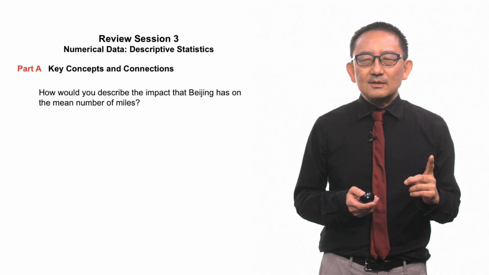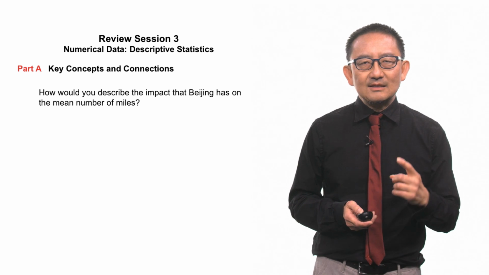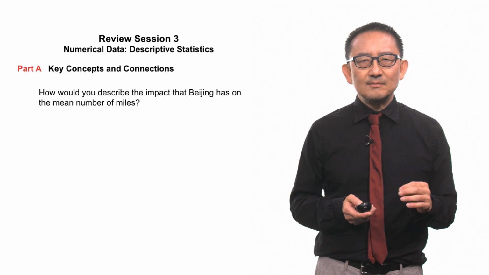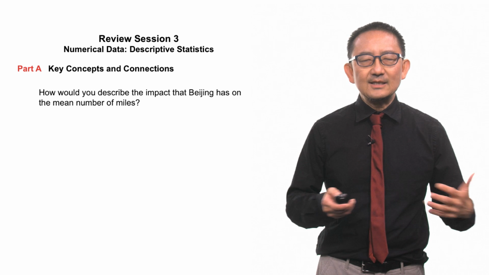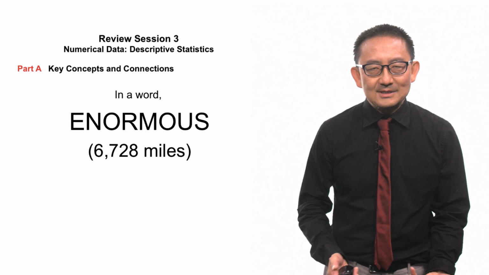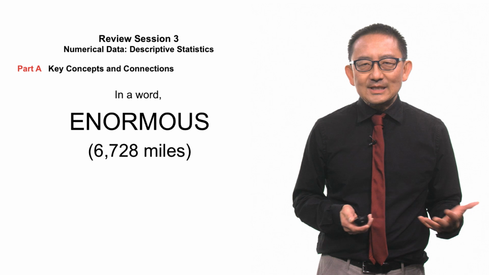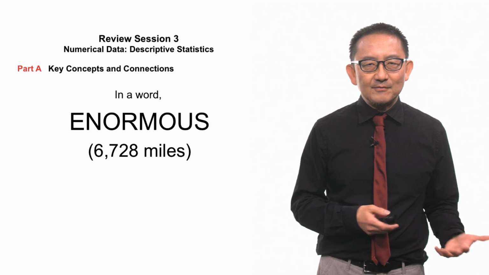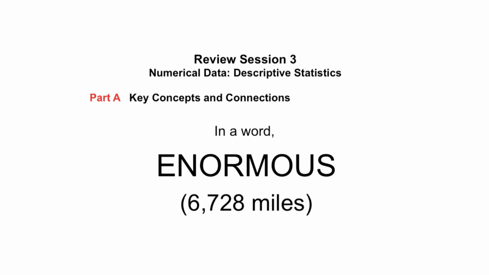Now, think about the list that we were just looking at. How would you describe the impact that Beijing has on the mean number of miles? Think about what that would do if we're taking the average. It would be an enormous impact. Beijing is 6,728 miles from Harvard. That is very, very far, and by far exceeds the distances of any of the other cities that were reported.